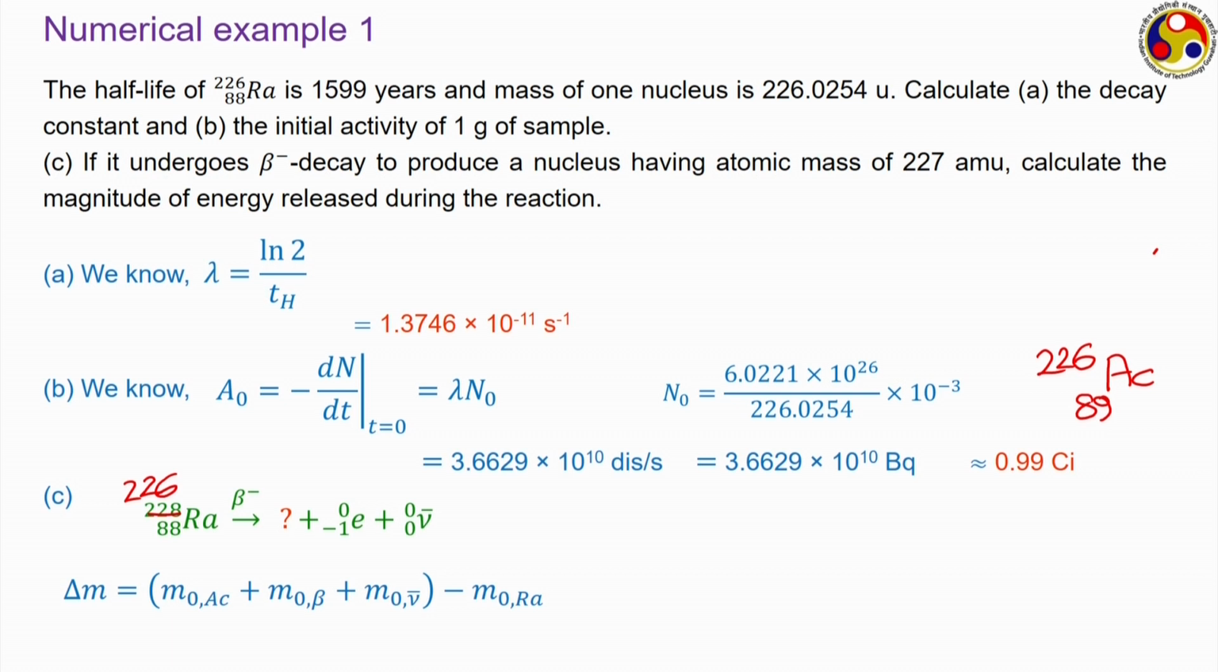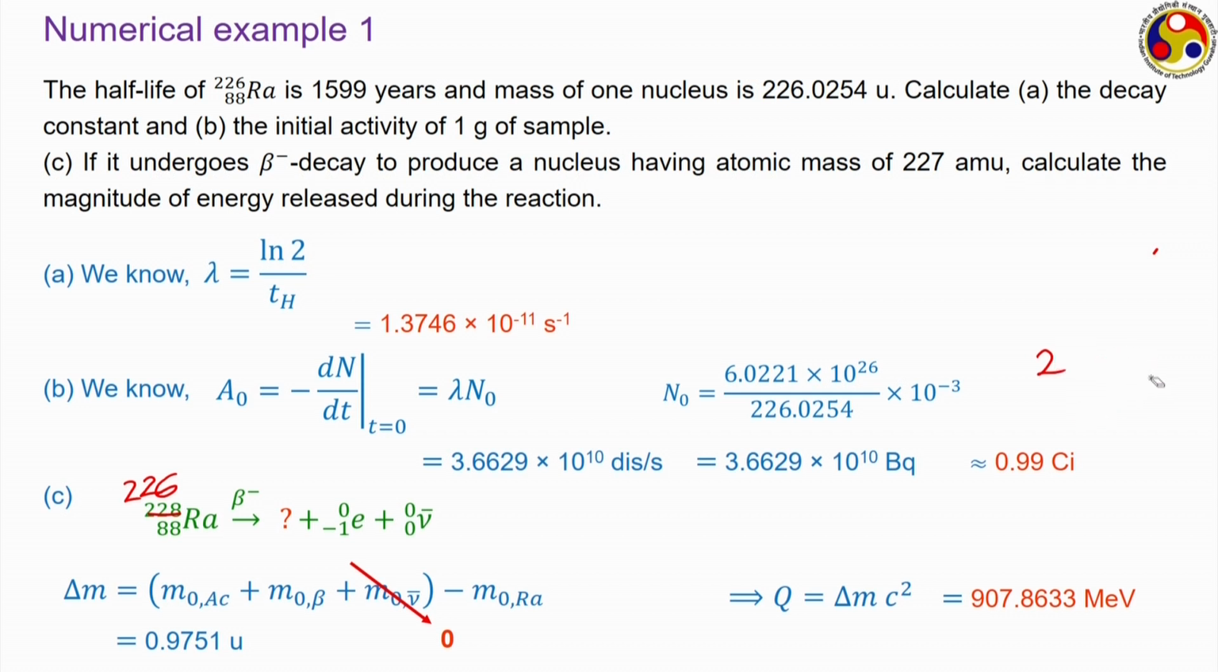So, the rest mass of actinium is already given as 227 AMU, and the rest mass of beta, which is an electron, we already know to be 5.486 into 10 to the minus 4 AMU, and the antineutrino is massless. The mass of radium is given. Accordingly, we get the total mass defect to be 0.9751 AMU, and the corresponding amount of energy is delta m into c square, that is 907.86 MeV. This is the total amount of energy that will be released during this particular beta decay of radium 226.